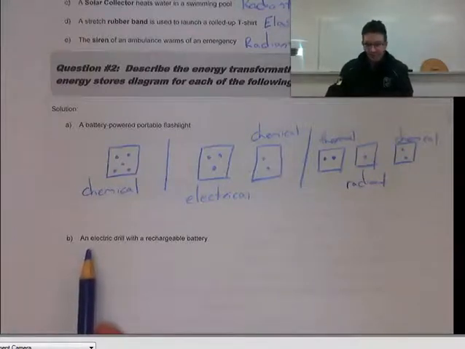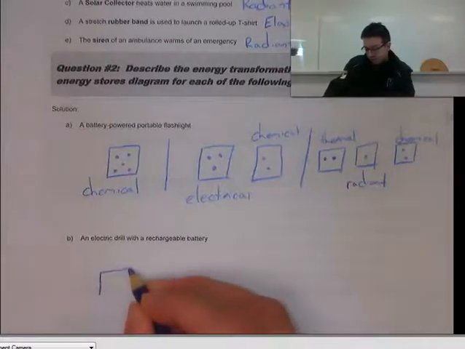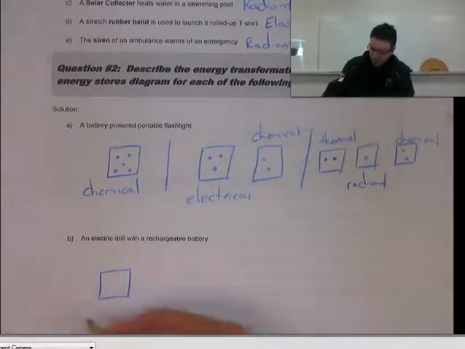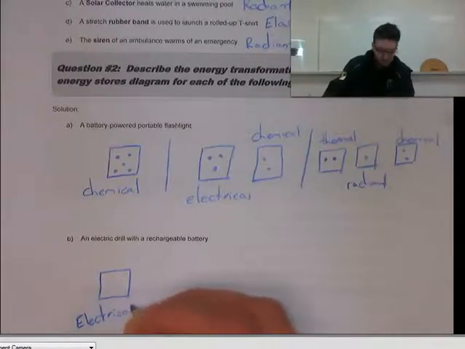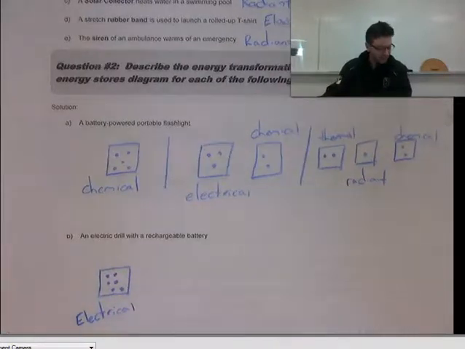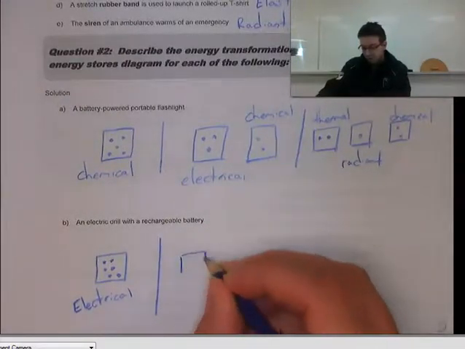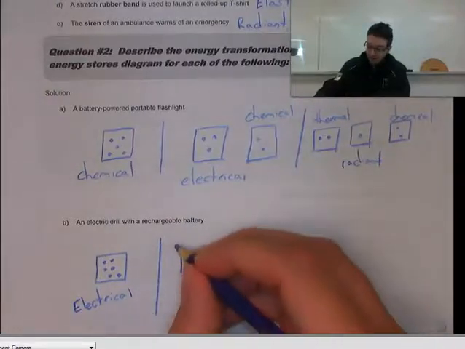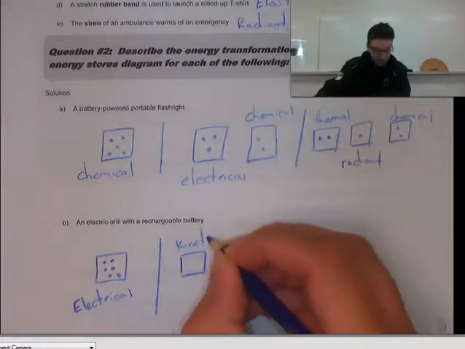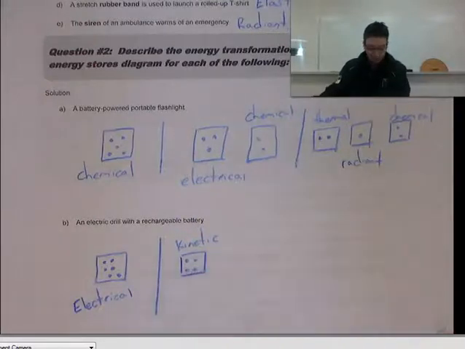All right, next example, we have an electric drill with a rechargeable battery. Again, you can start with chemical, but I'm just going to start with electrical. Let's just say we already have that electrical energy. Here, I'll give it 6 this time. When we turn on our drill, we're going to get motion. The drill is going to spin, and that's called kinetic energy. And a lot of it's going to be kinetic energy. So let me give 4 to kinetic energy. Again, that's arbitrary.